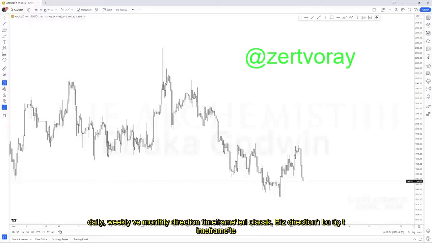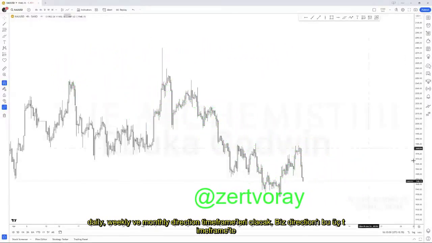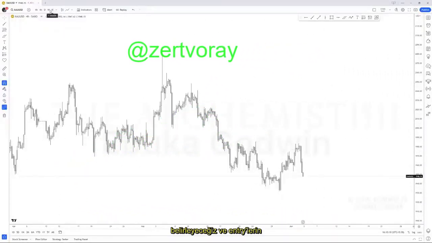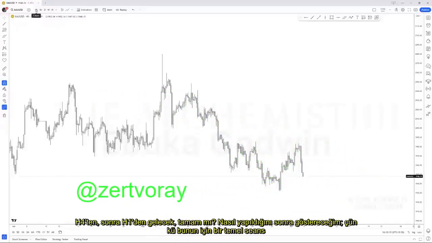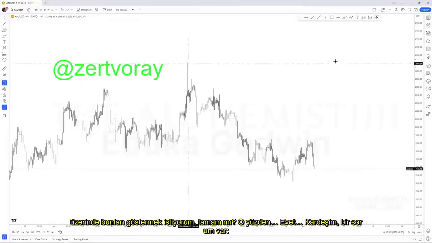Once again, daily, weekly, and monthly will be the direction time frames. We'll determine the direction on these 3 time frames, and then your entries are going to come from H4 and then H1. I'll show you how it's done later, because this is a basic session. I wanted to show you this stuff only.